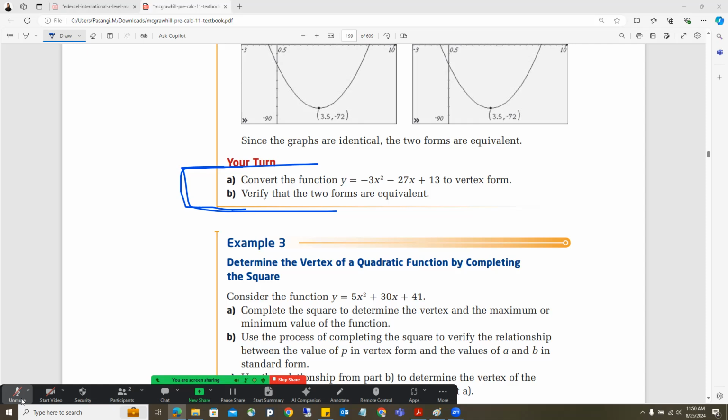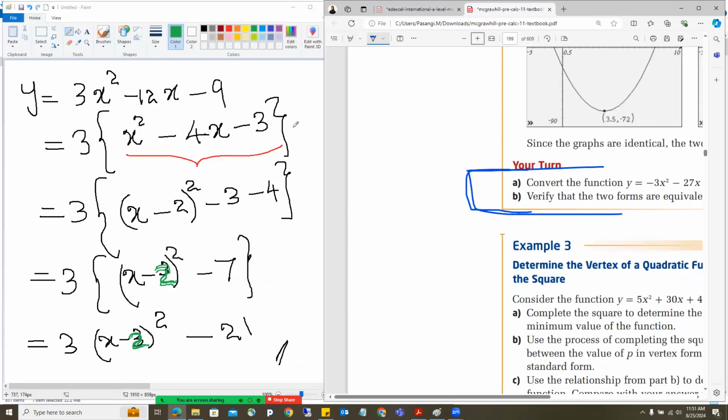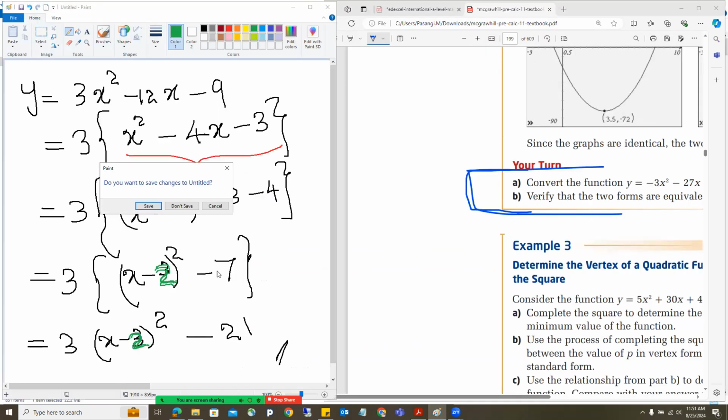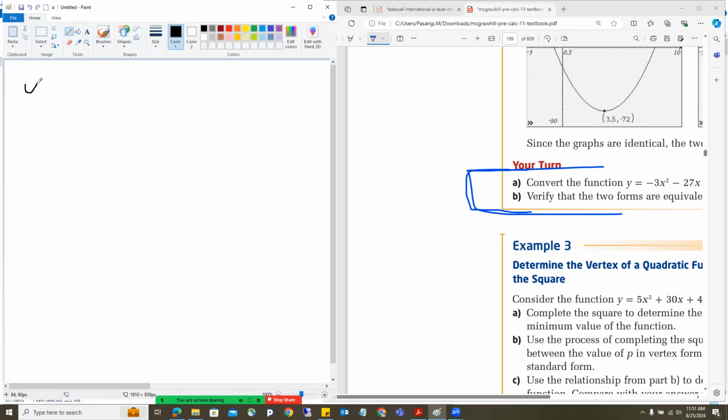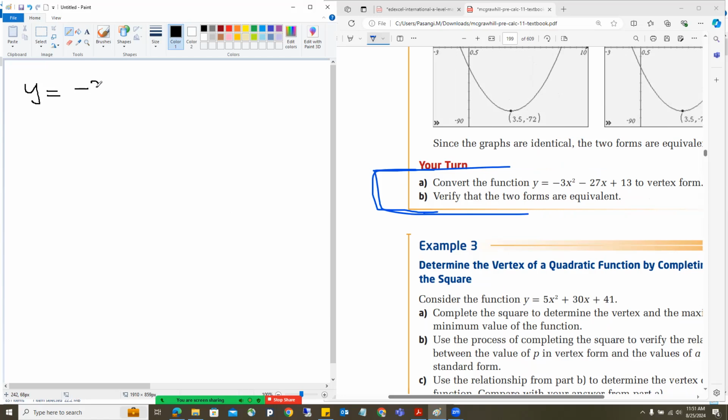I got like -3. Okay. -3, then you should take that -3 out. I got -3x plus 9/2. Okay, let me show you. That's easy. y is equal to, here we have -3x squared minus 27x plus 13.